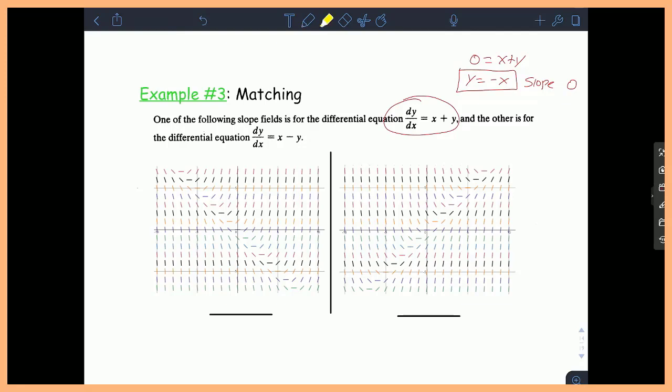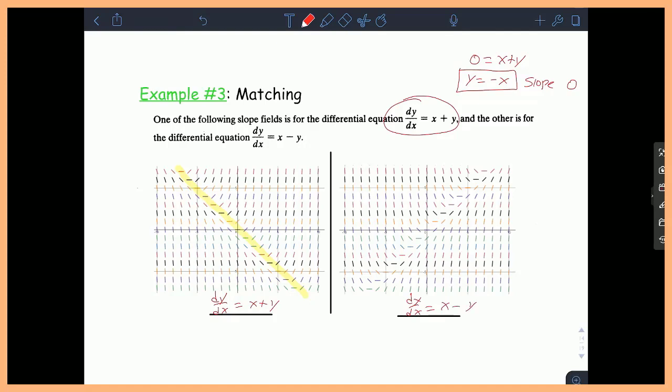So let's examine the slope fields. It looks like the left slope field has this, right? Right here, these horizontal lines along the line y equals negative x indicate a slope of 0. And that's exactly what we needed for this left one. So we can assume that dy/dx equals x plus y links up to this one, which means that this one should be x minus y.